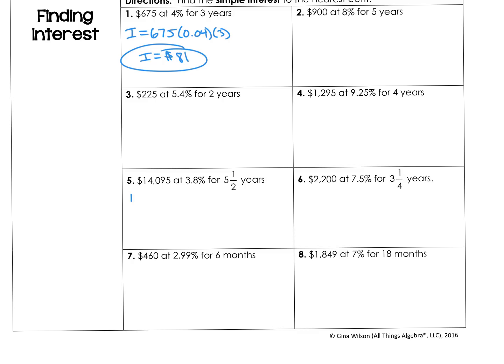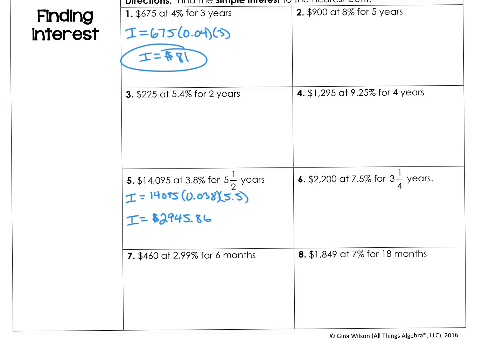All right, so in this case, our interest is going to equal $14,095 at a 3.8% interest rate, so 0.038, because remember we're going to move it over 2 spots, for 5.5 years, so we're going to write that as 5.5. If we multiply that all out, the interest ends up being $2,945.86.